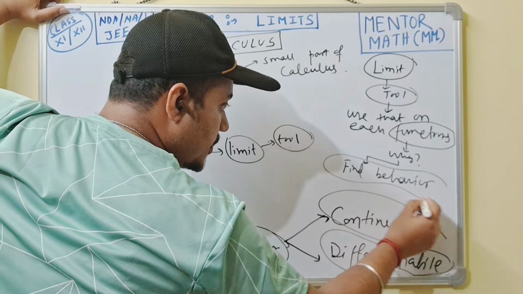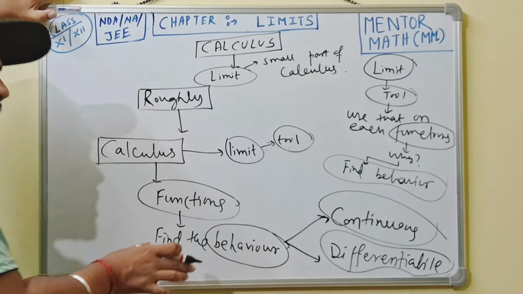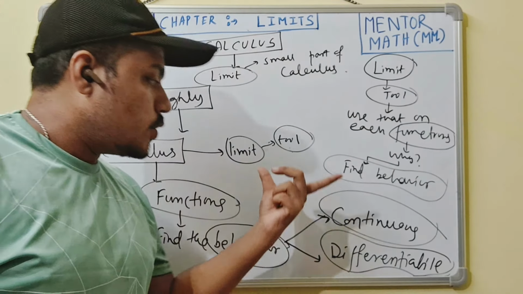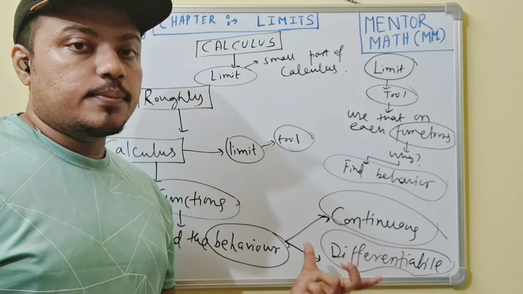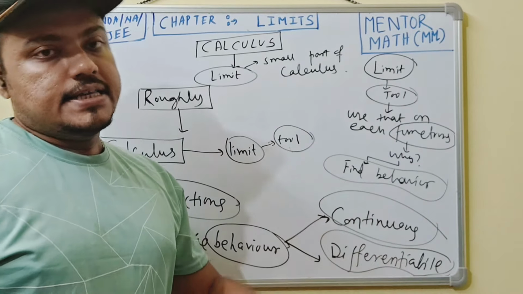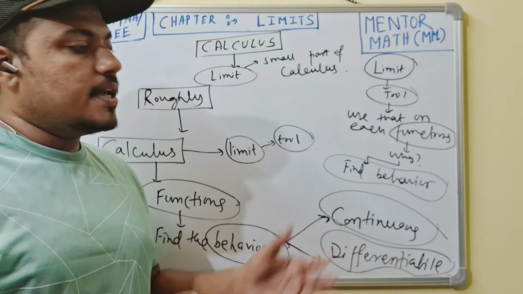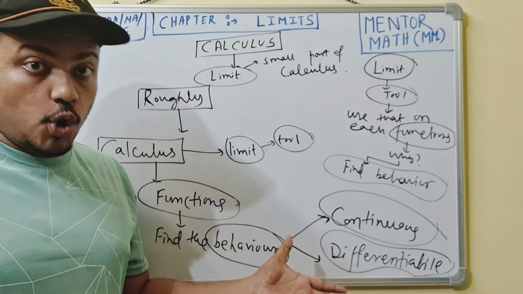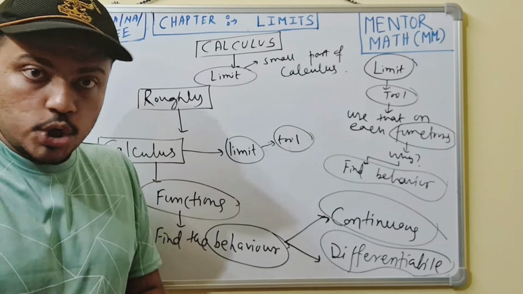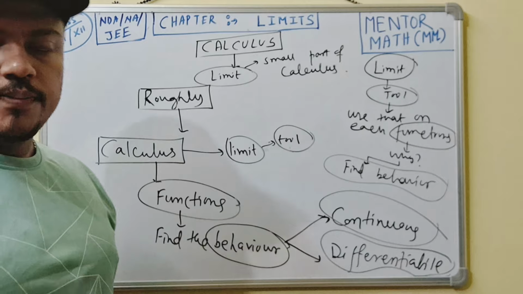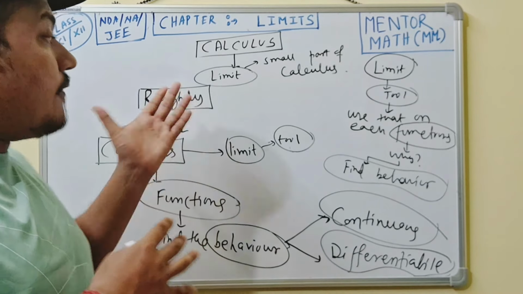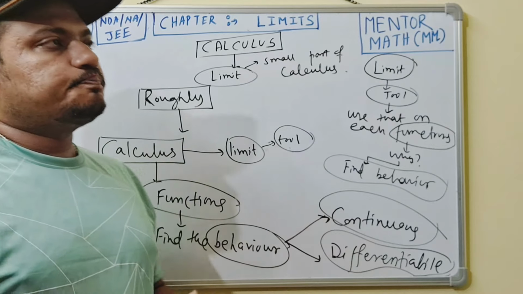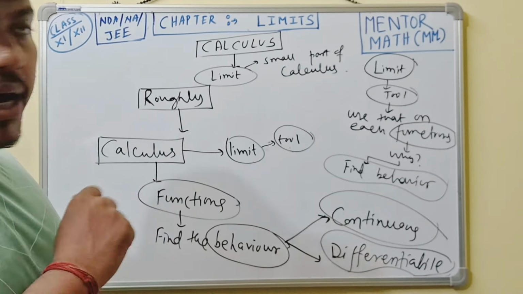So how many types of behavior? Mainly you can observe that there are two main forms. One, we have to check whether it is continuous, and another, we have to check differentiability. One function may be continuous, may be differentiable, or maybe both, or maybe neither. So you have to check. So this is the basic concept, roughly. Okay, so I hope you understand.